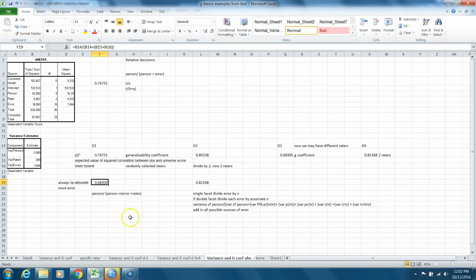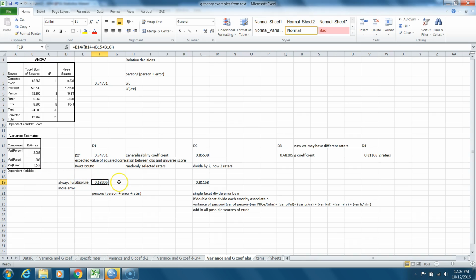Just to emphasize for the D study for 1 and 2, in the D study for 1, we went through and we got a generalizability coefficient, and this is a relative coefficient, and we took person variance and divided by everything that had to do with persons. That is, we took this variance of 3.089 and we divided by 3.089 plus error, because error is entangled with person.